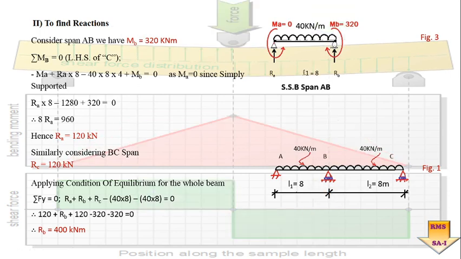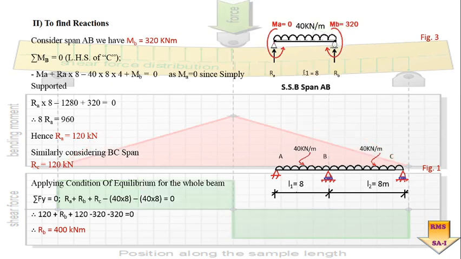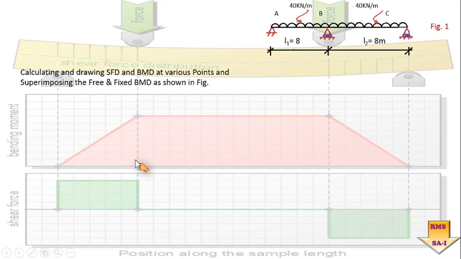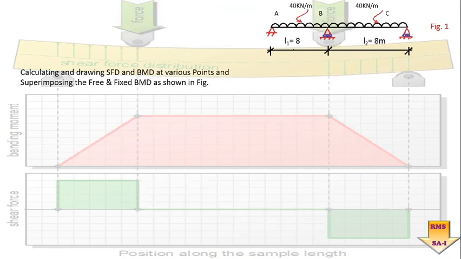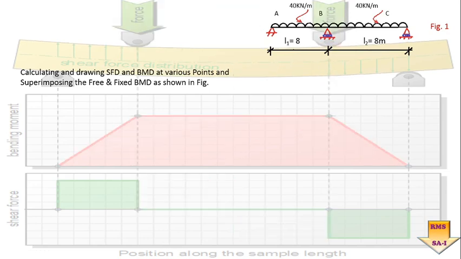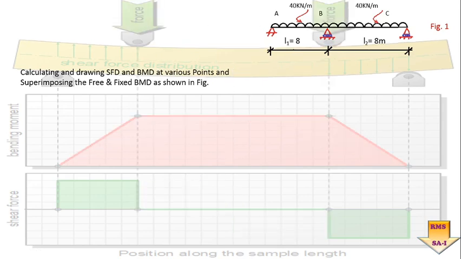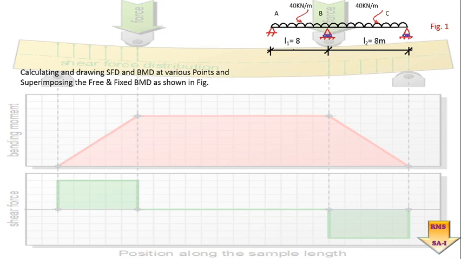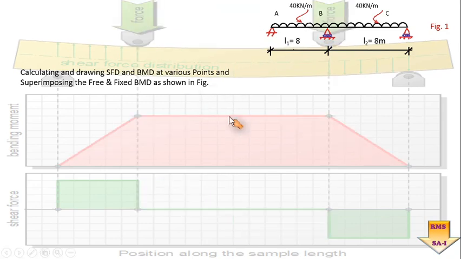Whatever unknowns were present in this have already been found out. Now the next important job is to construct the various diagrams which are important for the understanding or thorough completion of this problem. So here we are going to calculate the shear force and the bending moment, and we are going to draw the shear force diagram and the bending moment diagram. And already we have drawn the free bending moment diagram. All these are to be compiled together, and how it is to be compiled, we'll see one by one.